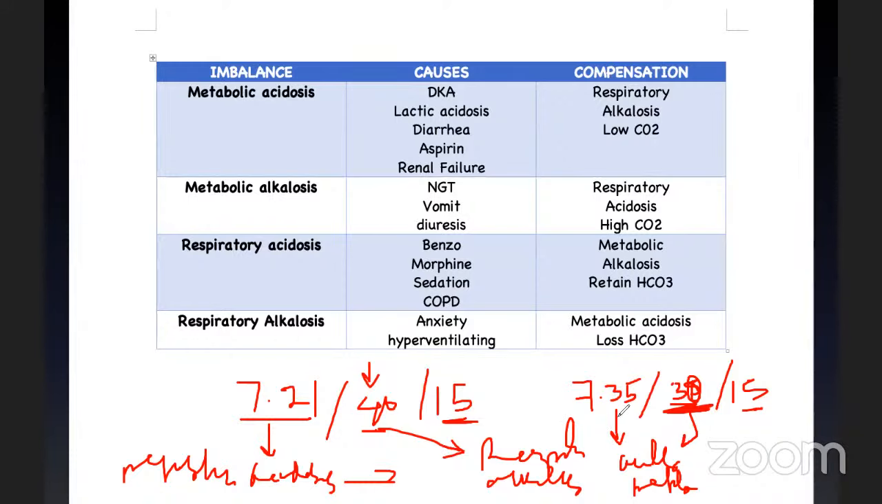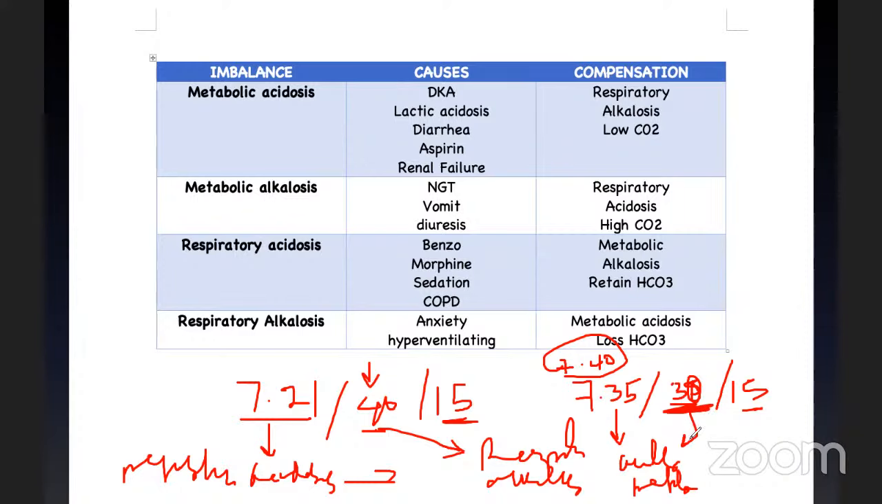Depending on which answers, they usually are not going to worry you with the partial compensation. The complete compensation is going to be 7.4. 7.35 is close to 7.4. So if it's fully compensated, it's going to be 7.4. But this is the way you do ABG. And this is how you can figure out the compensation. You just have to flip the numbers and see what is happening to each of them.